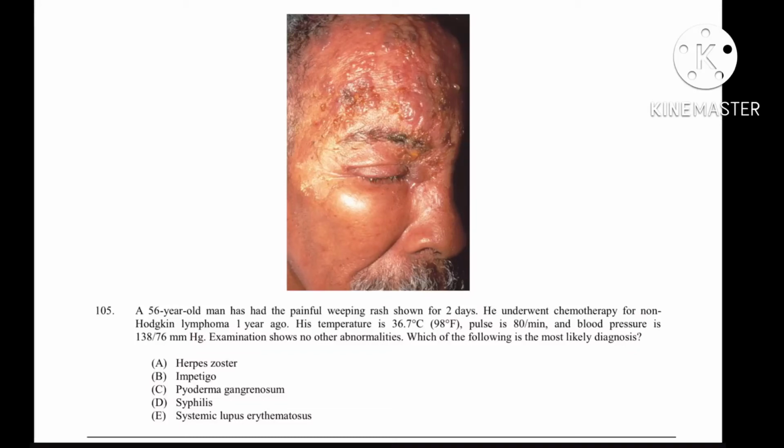Today's question is: a 56-year-old man has had a painful weeping rash, as shown, for 2 days. He underwent chemotherapy for non-Hodgkin lymphoma 1 year ago. His temperature is 36.7, pulse is 80 per minute, and the blood pressure is 138 by 76 mmHg. Examination shows no other abnormalities. Which of the following is the most likely diagnosis? Is it herpes zoster, impetigo, pyoderma gangrenosum, syphilis, or systemic lupus erythematosus?